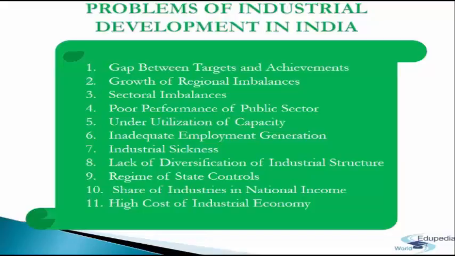Next problem is poor performance of public sector. The performance of public sector has been very poor in terms of production and profits. Next problem is underutilization of capacity. A large number of industries suffer from significant underutilization of capacity. The estimates vary from 20% to 60%. The major causes are frequent power failures, government policies, labor disputes, technical problems, raw material shortages, etc.